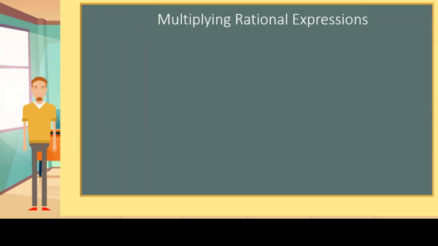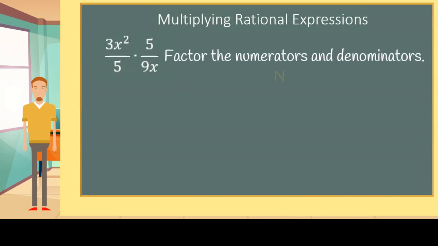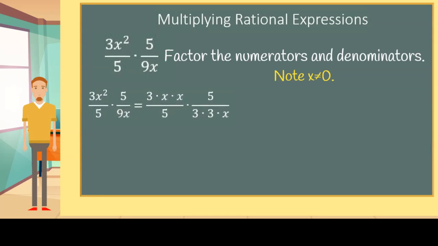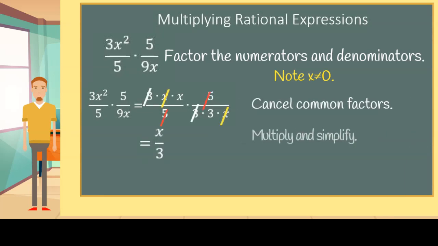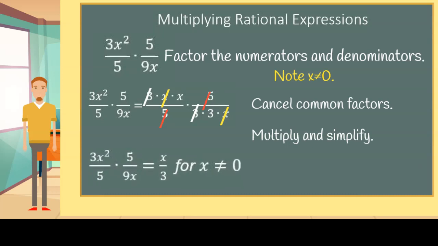Let us find the product of 3x² over 5, and 5 over 9x. The numerator of the first expression can be written as 3 times x times x, while the denominator of the second expression can be written as 3 times x. Note that x is not equal to 0. We can now cancel the common factors in the numerator and denominator. Therefore, the product of 3x² over 5, and 5 over 9x is x over 3, for x is not equal to 0.